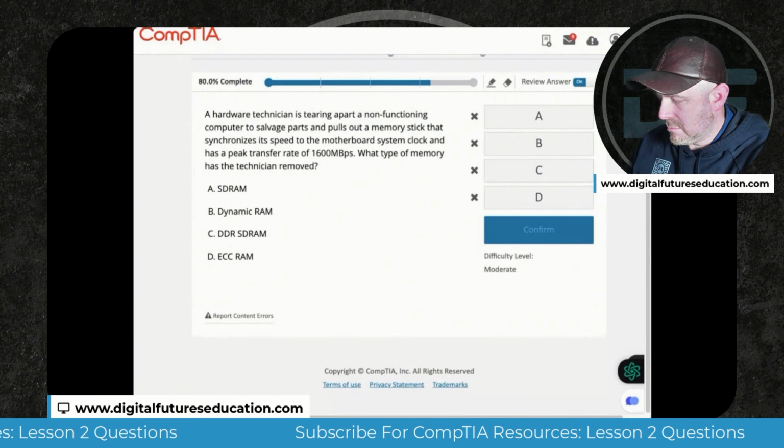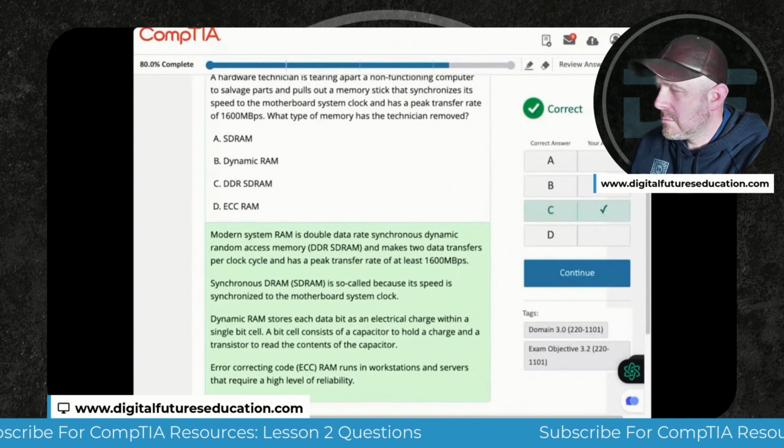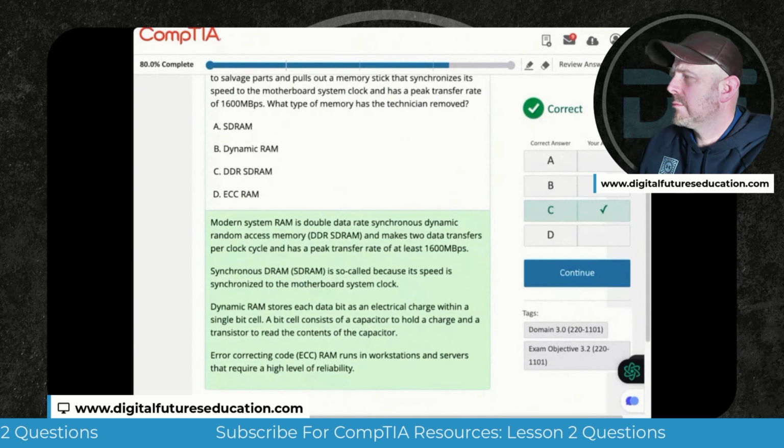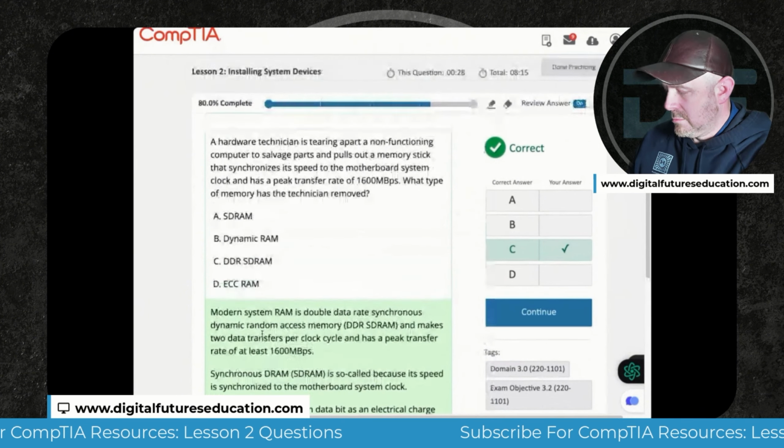What type of memory has the technician removed? It is C. RAM is double data rate synchronous dynamic random access memory, DDR SDRAM. It makes two fast data transfers per clock cycle, at a rate of at least 100 megabytes per second.